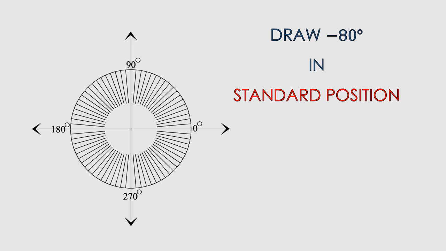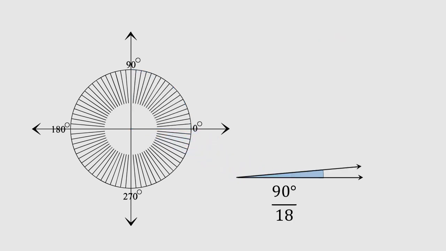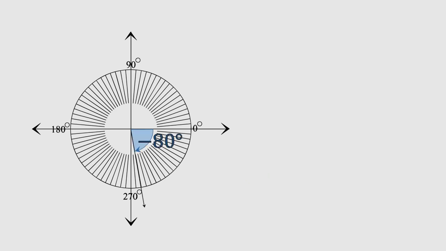Before we begin, it must be noted that there are 18 divisions between 0 and 90 degrees. So every one division must correspond to 90 divided by 18 degrees, which happens to be 5 degrees. Therefore, minus 80 degrees in standard position would look something like this.